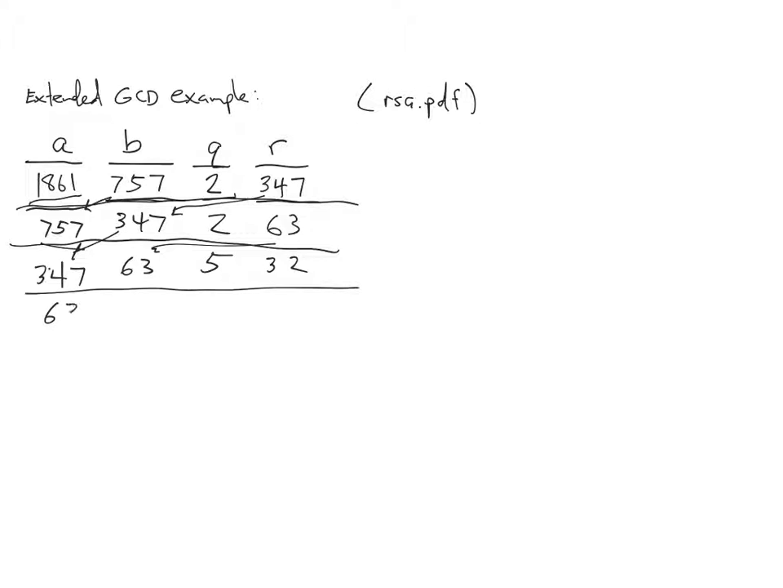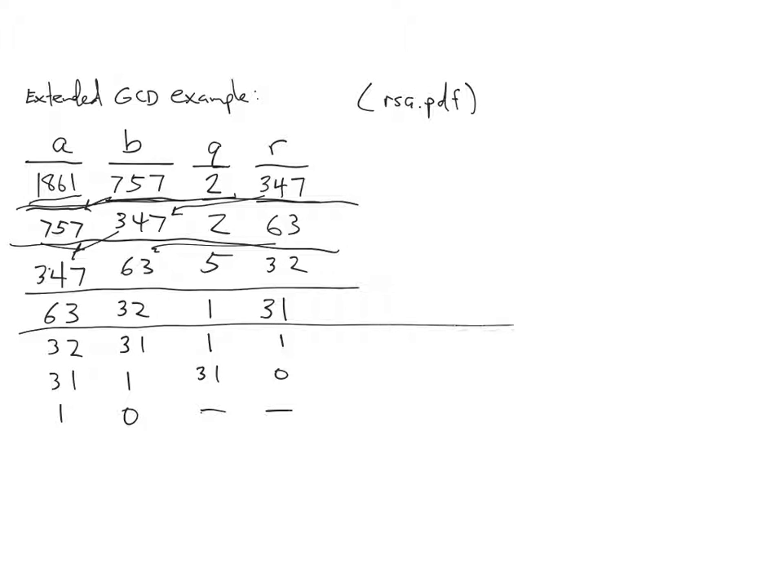And then we do 63 and 32. So I can do that almost in my head. Goes in once with a remainder of, what, 31. And then this becomes 32 and 31. So that goes in once with a remainder of 1. And this is 31 and 1, which goes in 31 times with a remainder of 0. And then we promote 1, 0. All right, so at that point we're done.